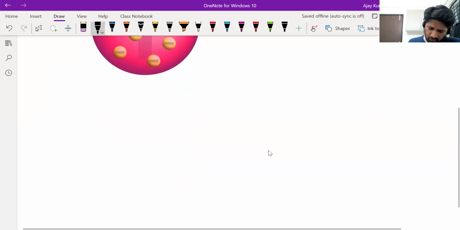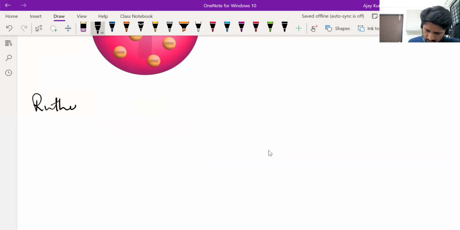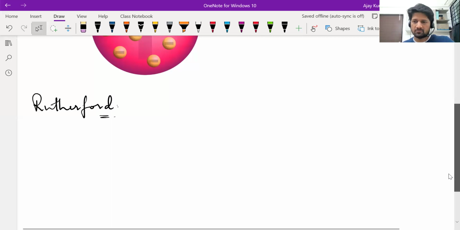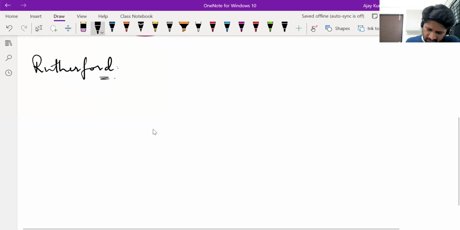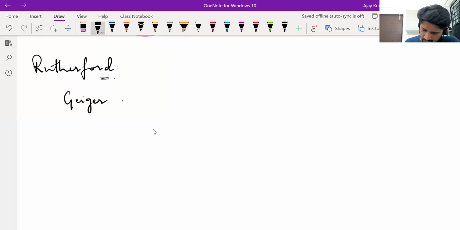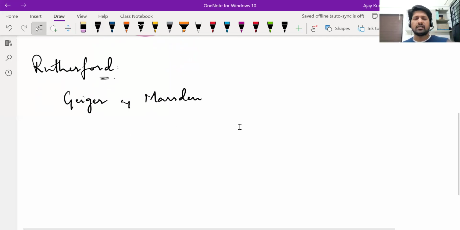Next, Rutherford suggested some experiments to determine how the positive and negative charges were arranged in an atom. And two scientists, Geiger and Marsden, performed the experiment that Rutherford suggested to find out what is there in an atom. Okay, the experiment is called the alpha ray scattering experiment.